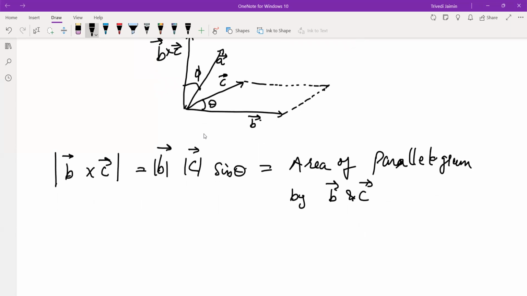Let me just download one picture so that we can understand better. One sec. Because here I'm not able to show you the 3D diagram properly.